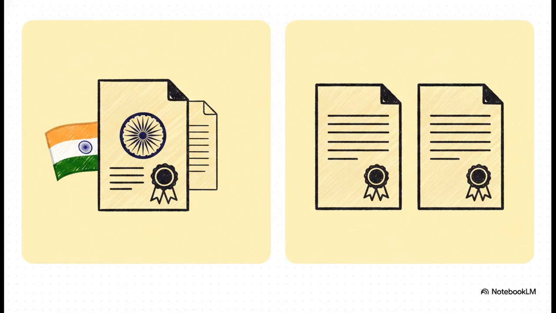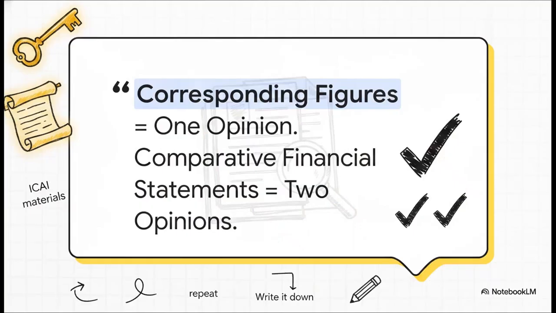Then, on the flip side, you have comparative financial statements. This means complete, full financial statements for both years are presented side by side, which actually requires the auditor to express a separate opinion on each year individually. If this scenario pops up on your exam, anchor yourself to this golden rule from the ICAI materials. It's super simple. Corresponding figures equal one opinion for the current year. Comparative financial statements equal two opinions, one for the current year and one for the previous year. Seriously, repeat that in your head, write it down, and do not forget it.